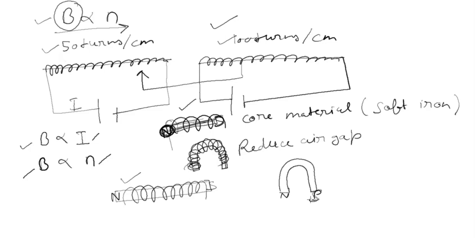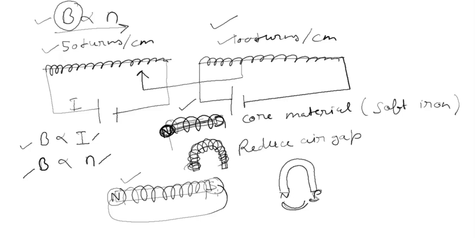This is north and south. Now we can see the air gap is this much, and when the rod was straight, the distance between the poles, meaning the air gap, was much larger from here to here. So we can increase the magnetic strength of a solenoid by reducing the air gap between the poles.